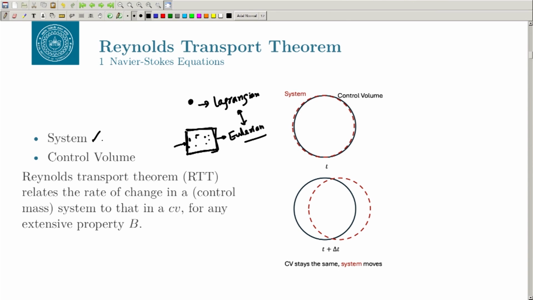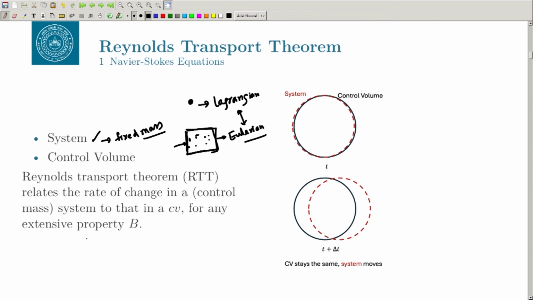So, the system will have a fixed mass, and the control volume will not have a fixed mass, but rather we will have a volume. Okay. So, what Reynolds transport theorem does is it connects the system to the control volume. So, if you have any derivative change in the control mass system, and any derivative change in the control volume, we can relate both these derivatives for any extensive properties.